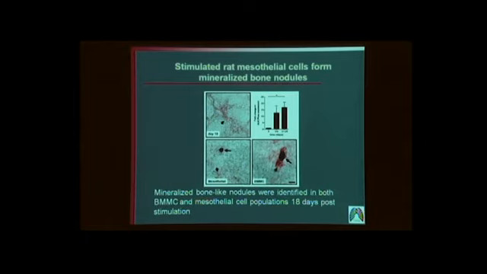But more importantly, these mesothelial cells will form nodules. These are mineralized bone-like nodules after about 18 to 27 days in culture, and this is indicative of their differentiation to osteoblasts. Here is a bone marrow control cell doing the same sort of thing. So we showed that mesothelial cells have the ability to differentiate into osteoblast-like cells. But we wanted further evidence.